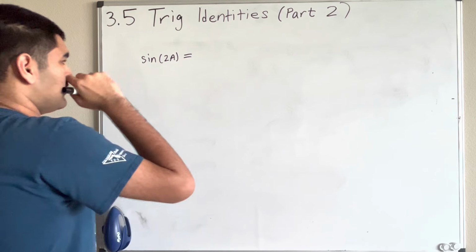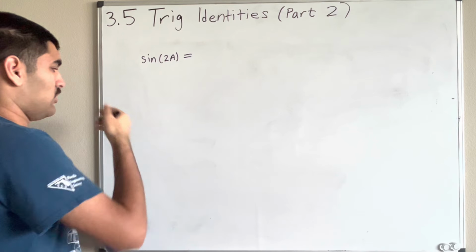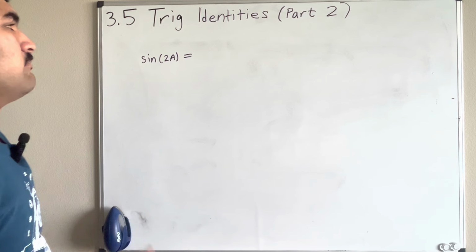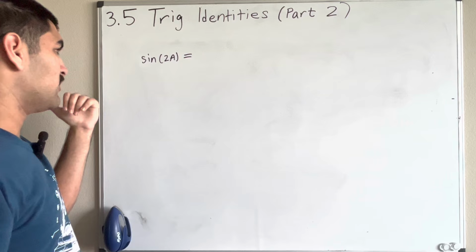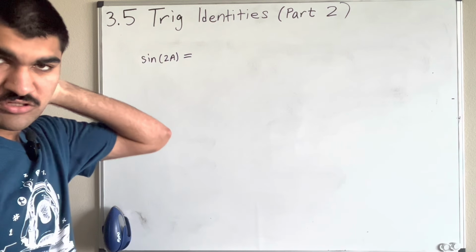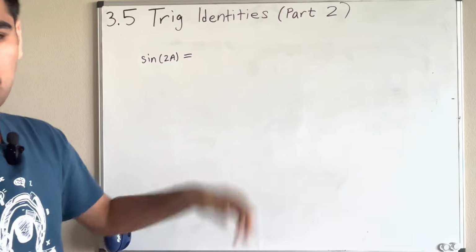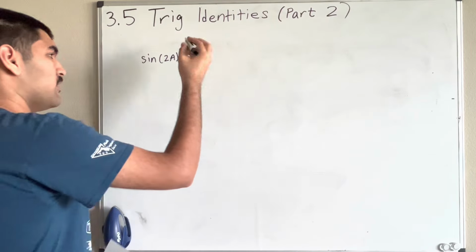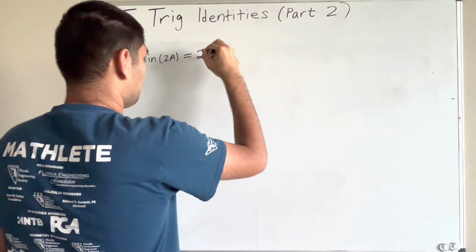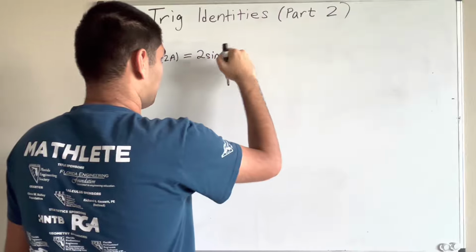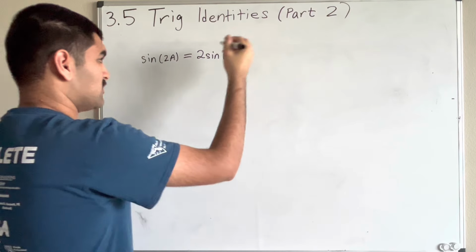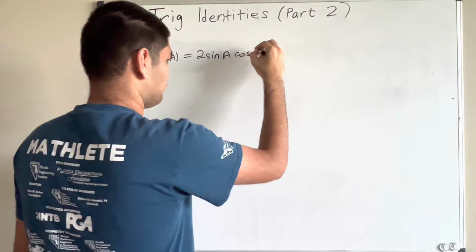So these can be derived directly from the sum and difference identities. And as a matter of fact, if you want to see the derivation of the sum and difference identities, I'll post another video soon explaining how to derive those as well as these. So just stay tuned for those videos. But in this video, we're just going to focus on what they actually are. So sine of 2a is defined as 2 sine a cosine a.